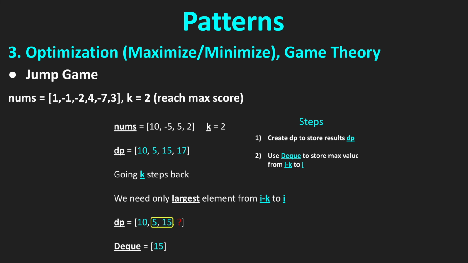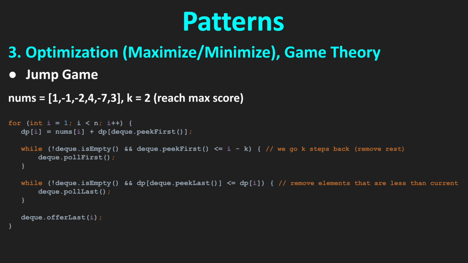we need only the largest element. For example, let's say that we have these 2 values, so we don't need to go two steps back. We only need to store 15 in our DQ. We only keep the 15 in our DQ, and whenever we are considering the next step, we just take this value. That's it. That's the solution, another optimization that we are adding on top of it.